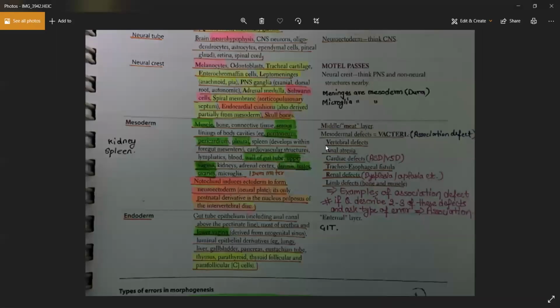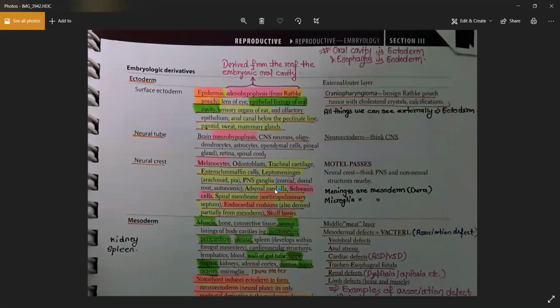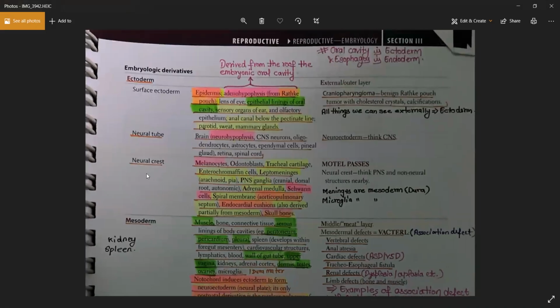Now let's go through what structures are formed from your ectoderm, what structures form from mesoderm, and what structures form from endoderm. You don't need to remember every structure, just some exceptions, because most of these things are obvious. So for the ectoderm, you have 3 things: the surface ectoderm, the neural tube, and the neural crest. And you know how the neural tube is formed from the surface ectoderm, right? The ectoderm changes into neuroectoderm, and then the neuroectoderm forms the neural tube and the neural crest.